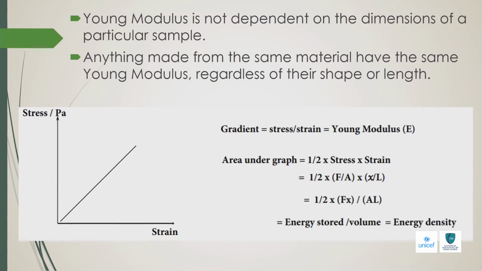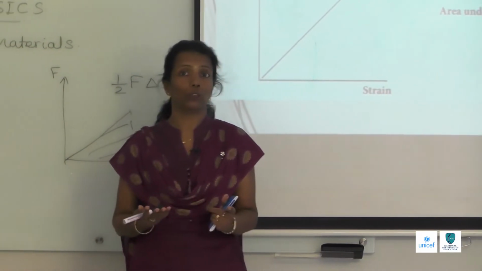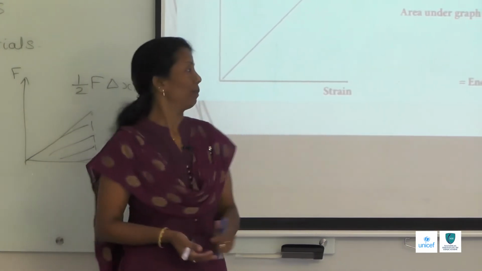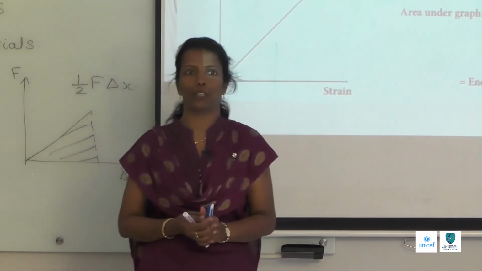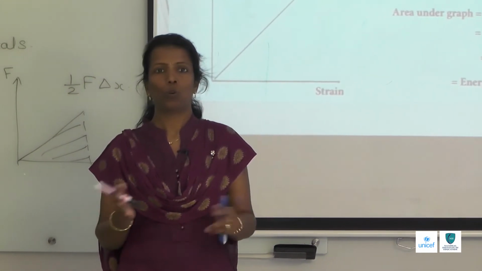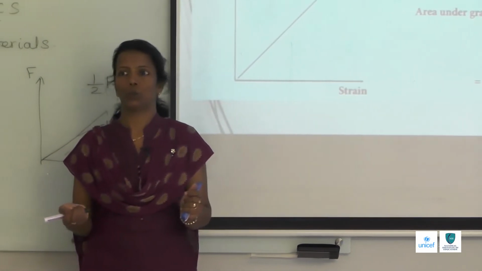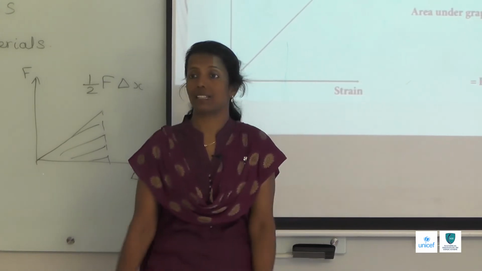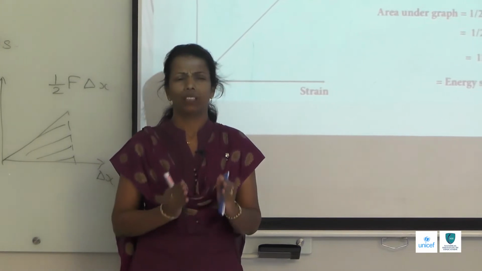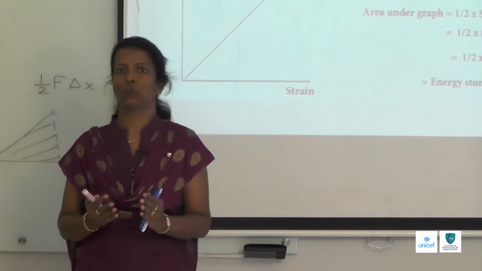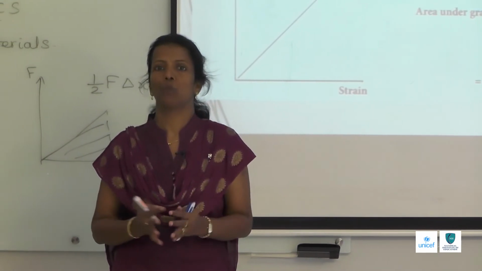What would be the unit of energy density then? If it is energy stored per unit volume, it should be joules per meter cube. But by this graph, you will be getting half into stress into strain, which could give you a unit Newton per meter square. Do not panic, Newton per meter square is equivalent to joules per meter cube. So, exactly the area under stress strain graph is definitely the energy density. So, this is all the basic things that you need to know under the section stress, strain and Young modulus.